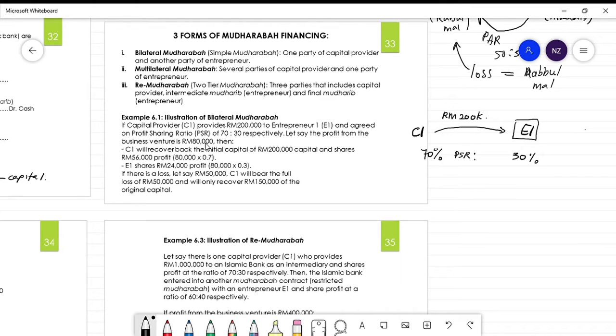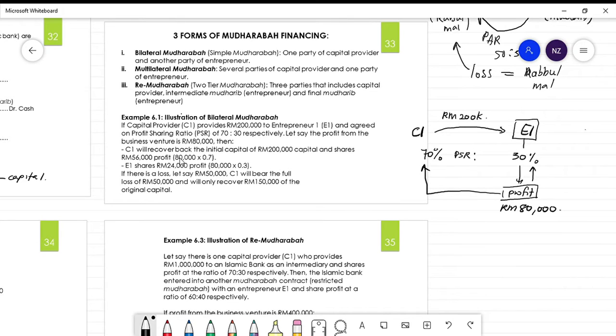Okay, maksudnya E1 ni dia dapat profit lah. So profit dia is RM 80,000. So dia suruh awak kira lah, kiranya C1 ni dapat berapa, E1 ni dapat berapa. So bila dia kira, dia cakap C1 will recover back the initial capital of 200,000 capital and shares 56k profit. Artinya kan bila kita dapat profit, kita kena share the profit kan, according to the pre-agreed ratio here.